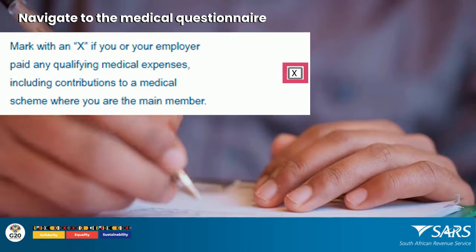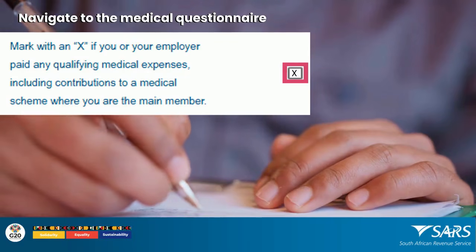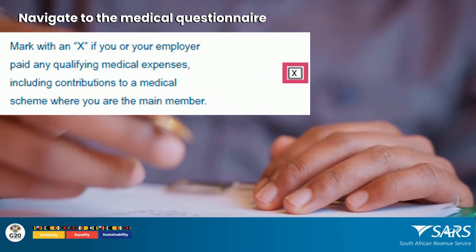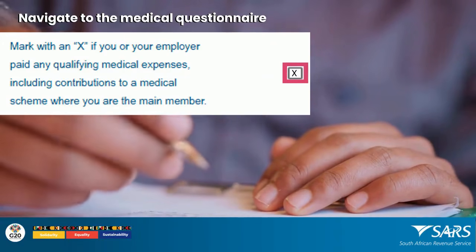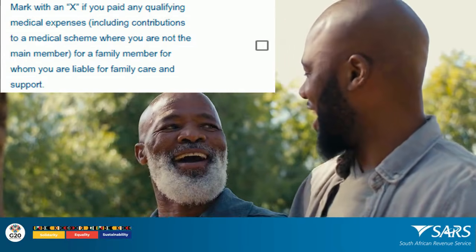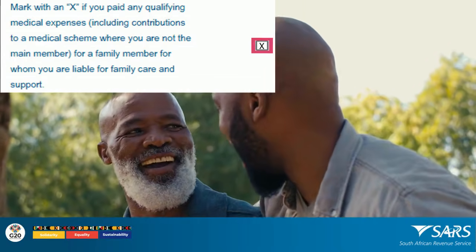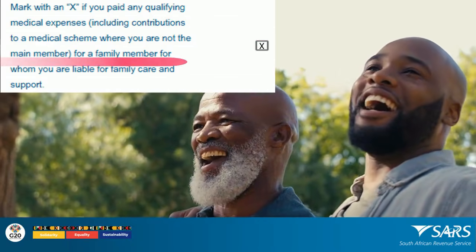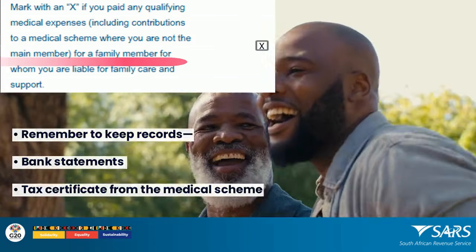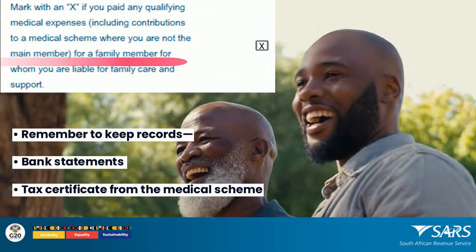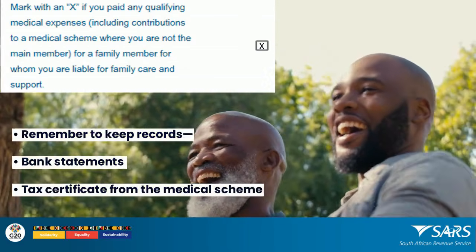Selecting the box with an X enables the medical deduction fields on the tax return, allowing you to claim eligible medical deductions. The next question will ask you to mark the box with X if only you are taking care of a family member and contributing to their registered medical scheme. Remember to keep records, such as your bank statements showing payment and the tax certificate from the medical scheme.